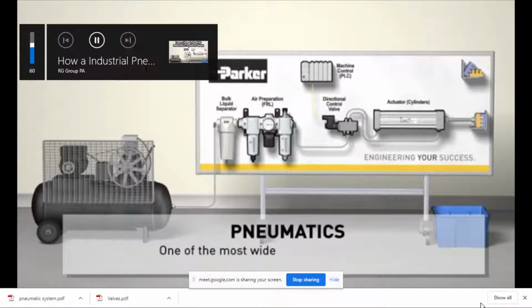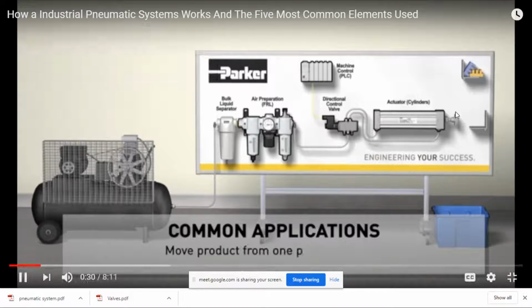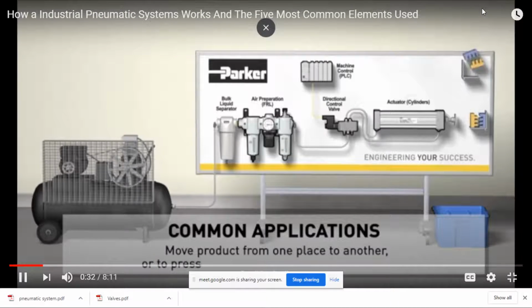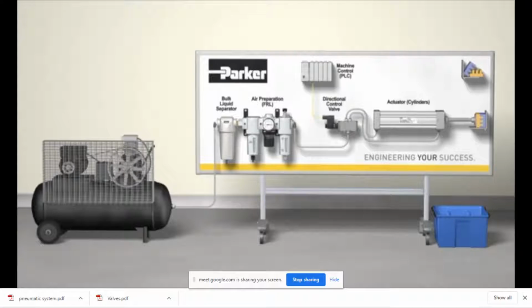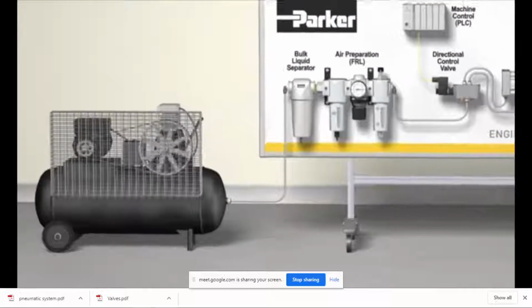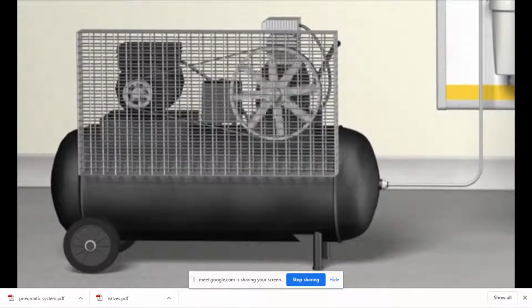Pneumatics is one of the most widely used technologies to automate repetitive processes. Some common applications might be to move product from one place to another, or to press or clamp pieces of a product together. To best understand how the system works, we will start at the beginning with the compressor and follow the process through to the end goal of motion.